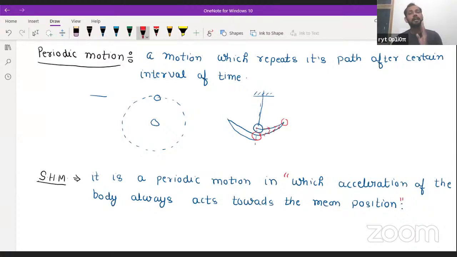Right now it is again crossing the mean position and going away from it, so its velocity continuously decreases and again reaches zero. Now it again comes to the mean position, so its velocity increases, and it will again have the maximum velocity at the mean position. In this way, all types of motion which follow such a phenomenon are known as simple harmonic motion.